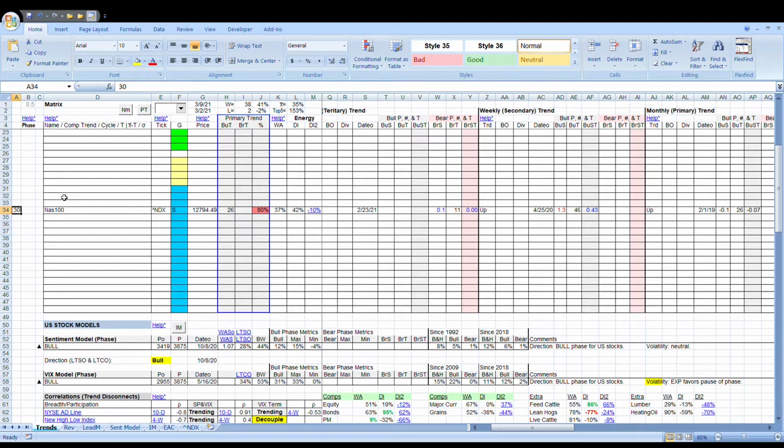I'd like to talk about the NASDAQ 100 here in terms of the evolution of the trade. We can talk about the primary and secondary and tertiary trends. They're no longer in alignment up, and that's why you don't see anything in the name column. There's no phase column notification here. That's largely because the daily trend is down.